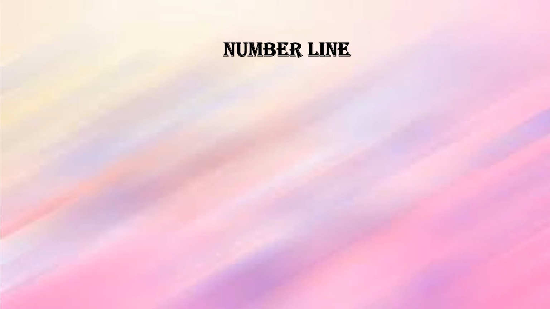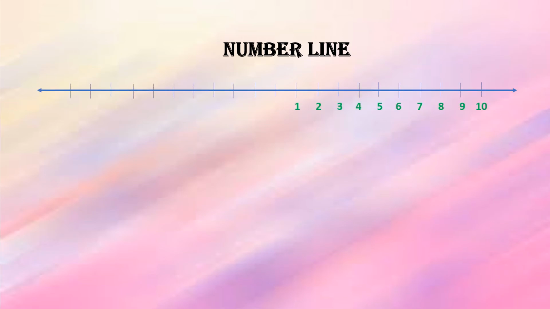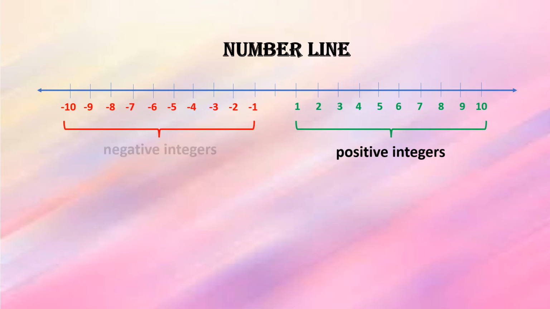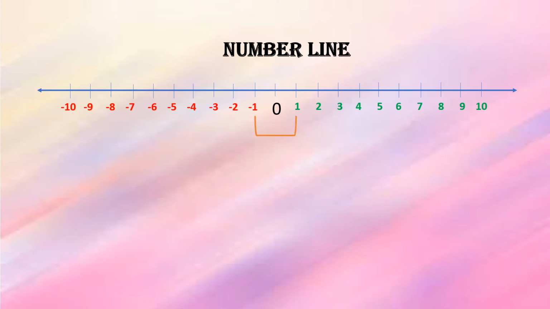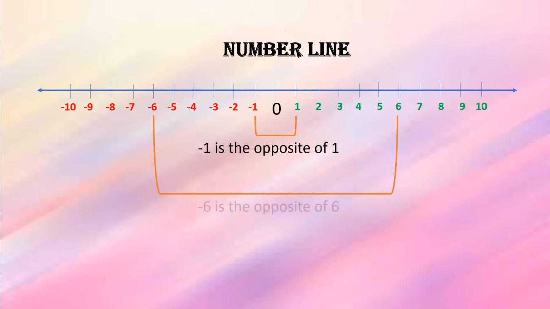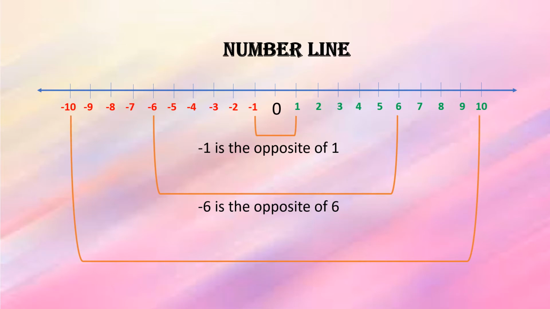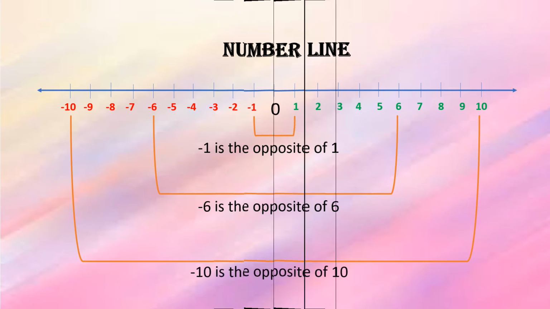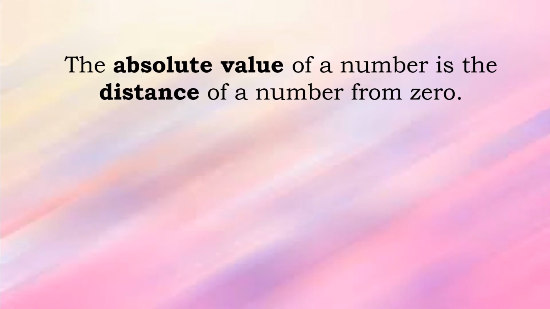Let us look at the number line. It consists of positive integers, negative integers, and 0. Negative 1 is the opposite of positive 1. Negative 6 is the opposite of positive 6. And negative 10 is the opposite of positive 10. Now, let us proceed to the definition of absolute value.